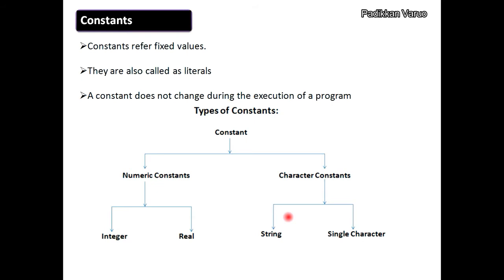The constants can generally be classified into two: one is numeric constant and the next one is character constant. And again each can be divided into two. Numeric constants can be divided into two important sections, that is integer constants and real constants, and character constants can be divided into two, that is string and single character.